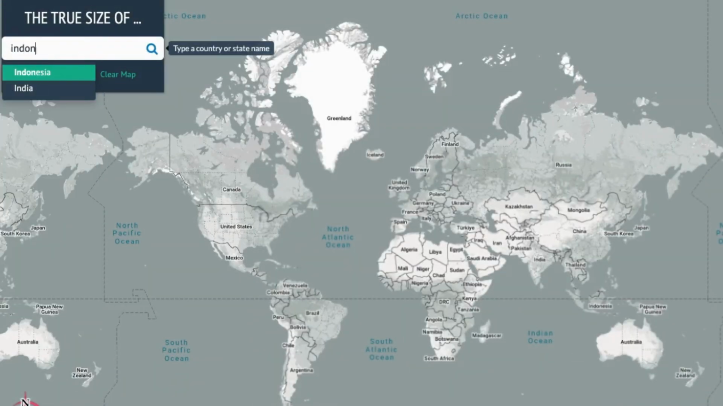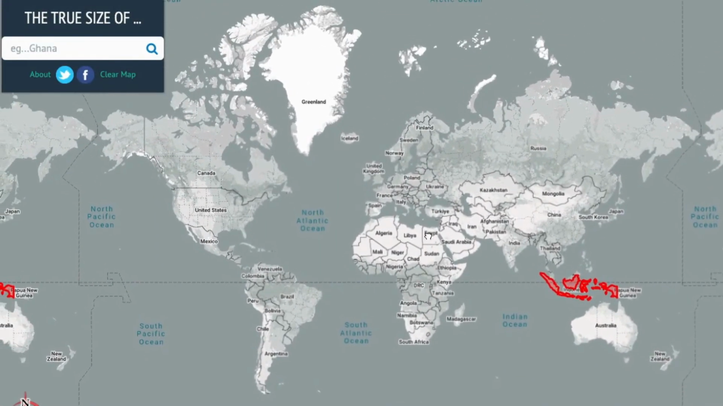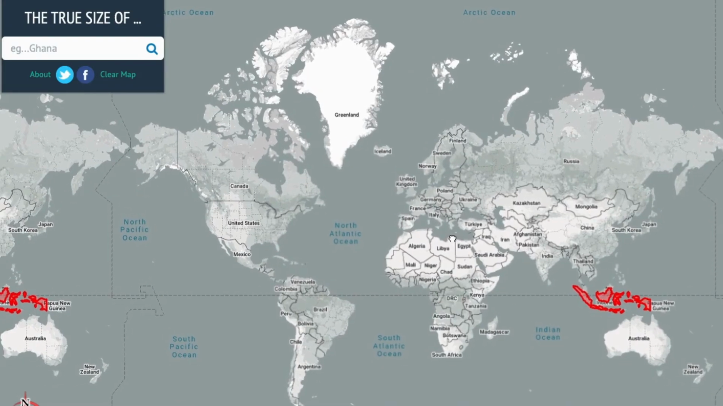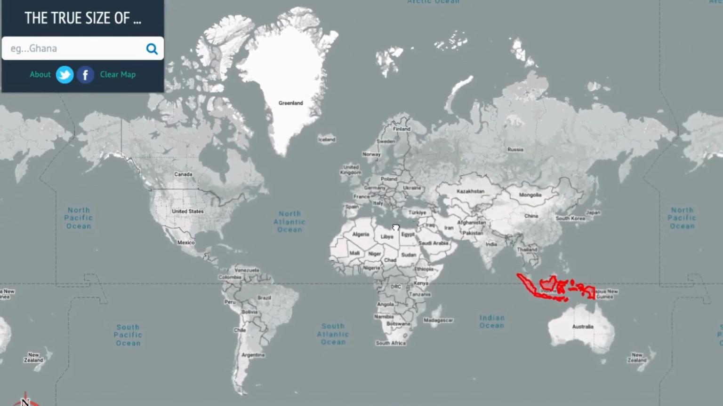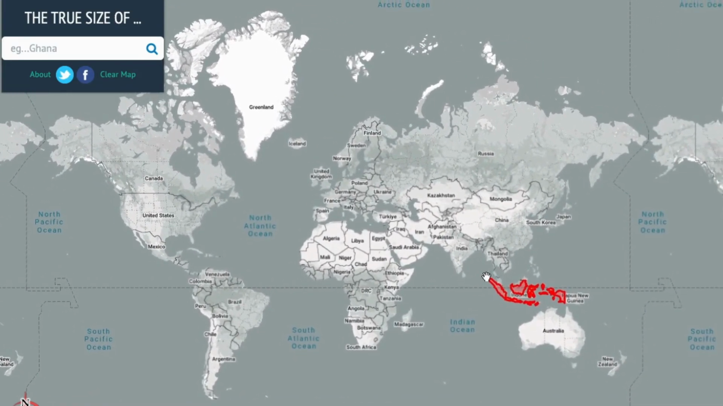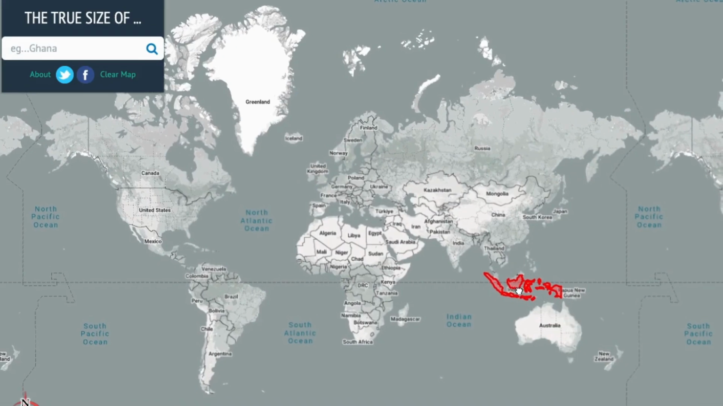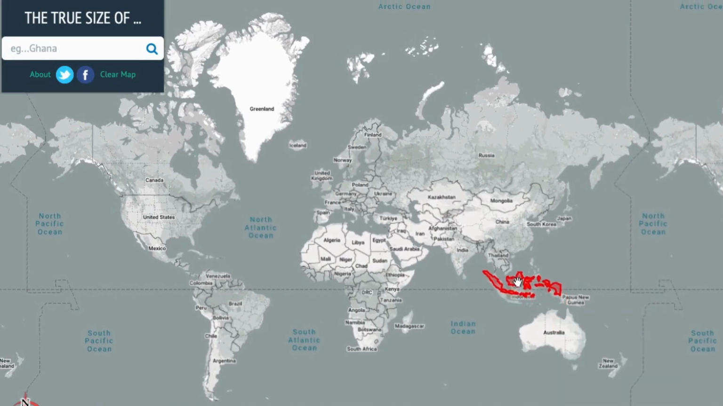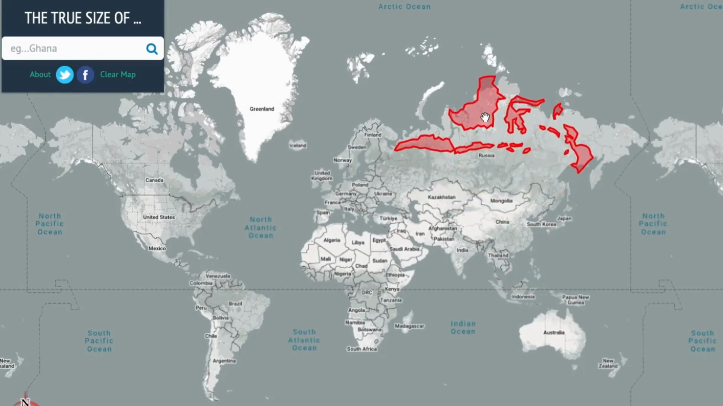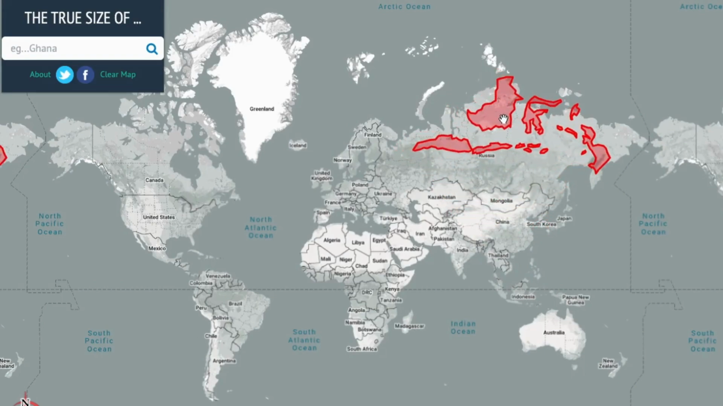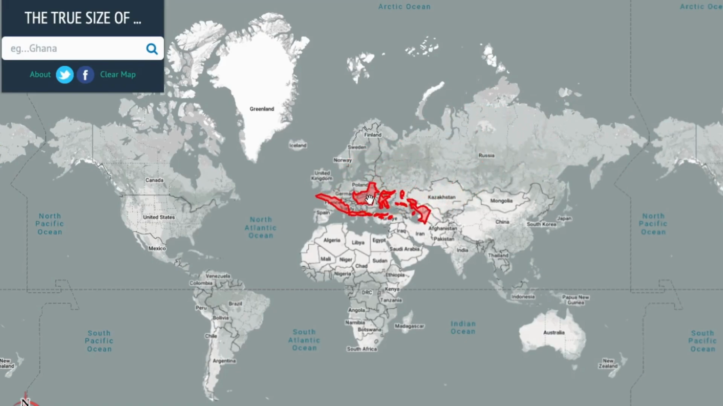Up next, I want to show you just how wide Indonesia actually is. This country lies on both sides of the equator and appears to be very wide on this map. If we move this one further to the north, we see just how large it actually is. And this is what it looks like if we place it over Russia. It's about just as far from London to New York as the entire width of Indonesia.